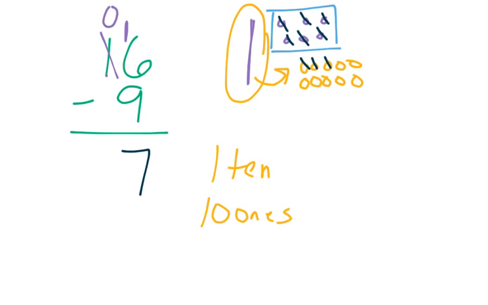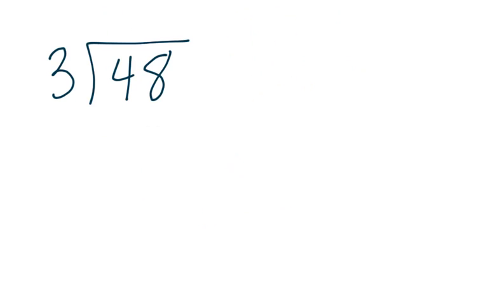Now, the same process applies to division. There are going to be certain times where we can't look just at the hundreds place. We're going to have to regroup that hundreds into tens. Or we can't just pull from the tens place. We're going to have to regroup that tens into ones. Let's take a look at what that looks like.